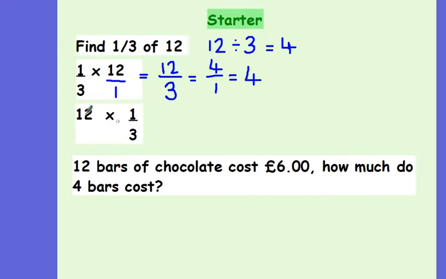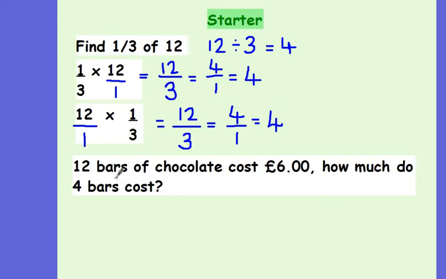For the next question, I asked you to find 12 times 1/3. Again, in the same way, we're going to write 12 as 12 over 1. We now need to multiply our numerators together. 12 times 1 gives me 12, and our denominators together. 1 times 3 gives me 3. We can simplify by dividing top and bottom by 3, which gives me 4 over 1. And we know that's exactly the same as 4. 4 divided by 1 is just 4.